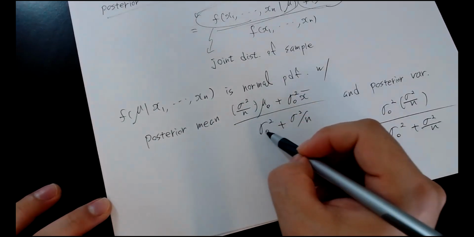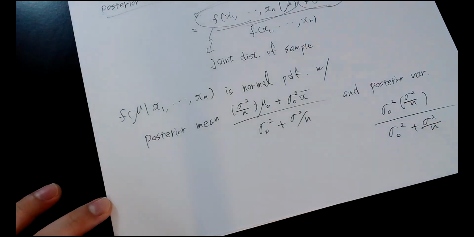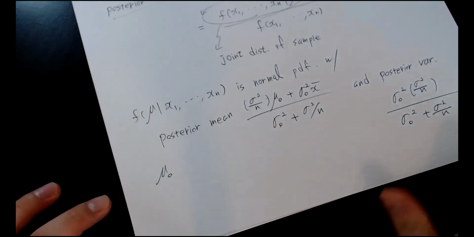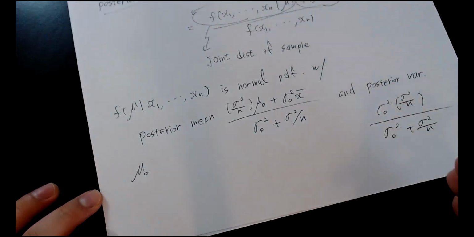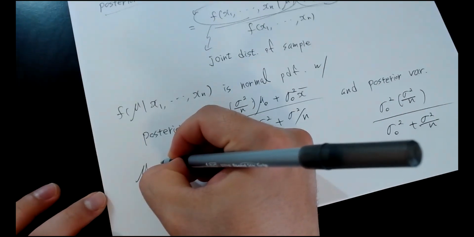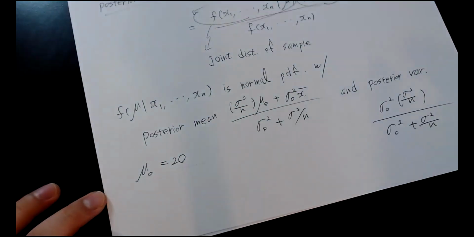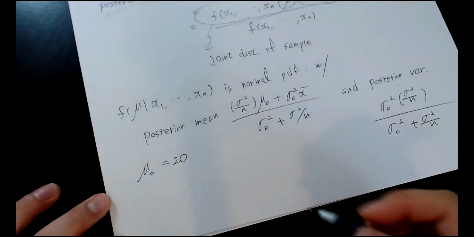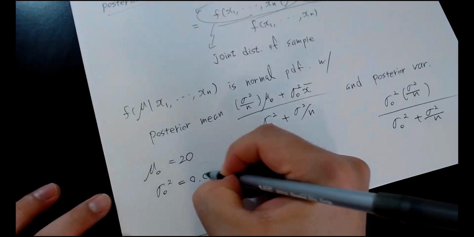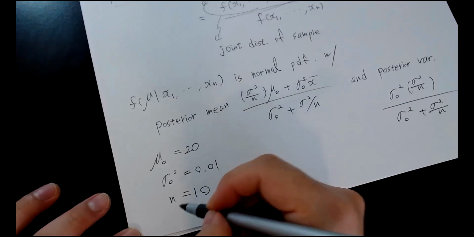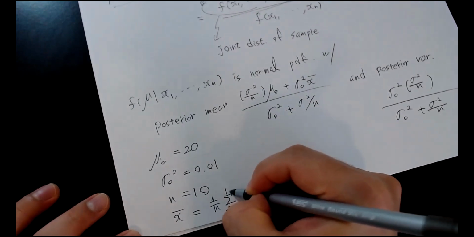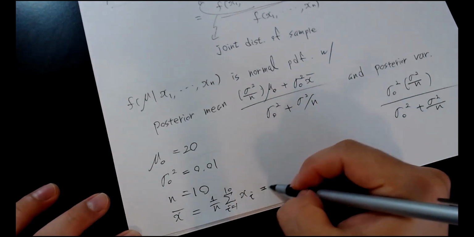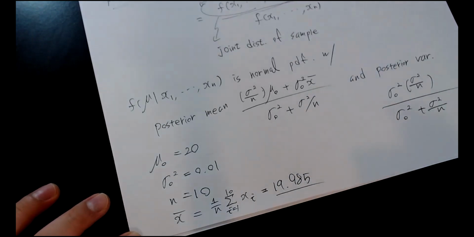By the way, sigma zero square is given, right? All the specific values of these parameters are given in the problem, except for x bar. So mu zero was given. The problem says mu zero is 20. This is the mean of the prior distribution. So the prior distribution mean is mu zero, which is 20. Let me skip writing the unit, centimeter. And sigma zero square is 0.01, and n is 10, right? 10 components. All right, so we can find x bar because the random sample is given. So x bar is 1 over n, sigma i equals 1 to 10 of xi, and calculating this, we get 19.985. This is what we have to calculate. You can use a calculator or just do it by hand.